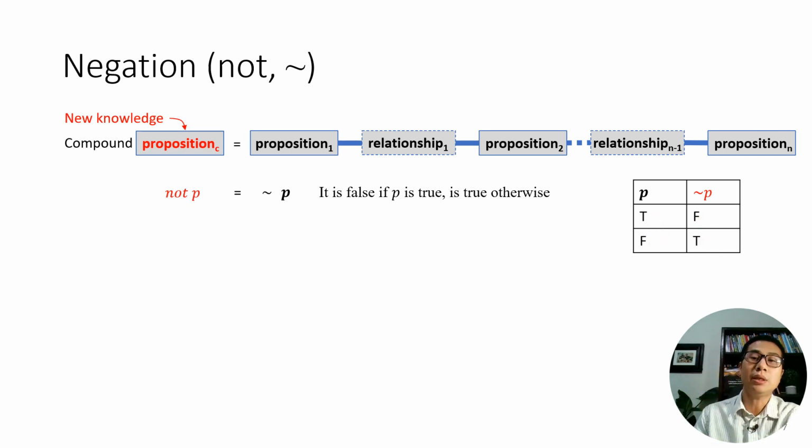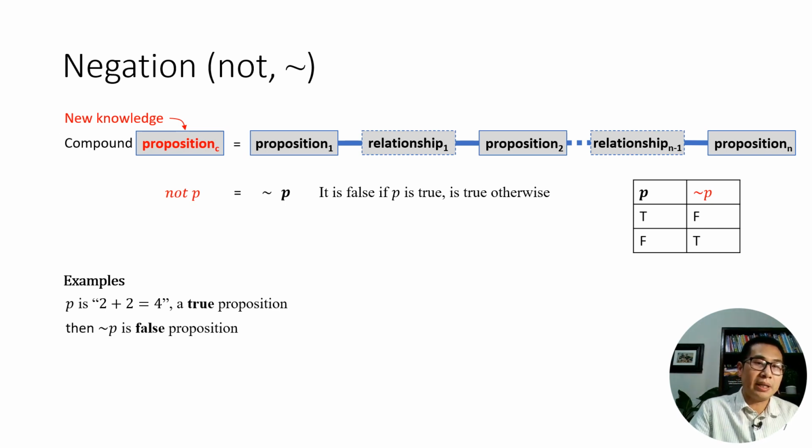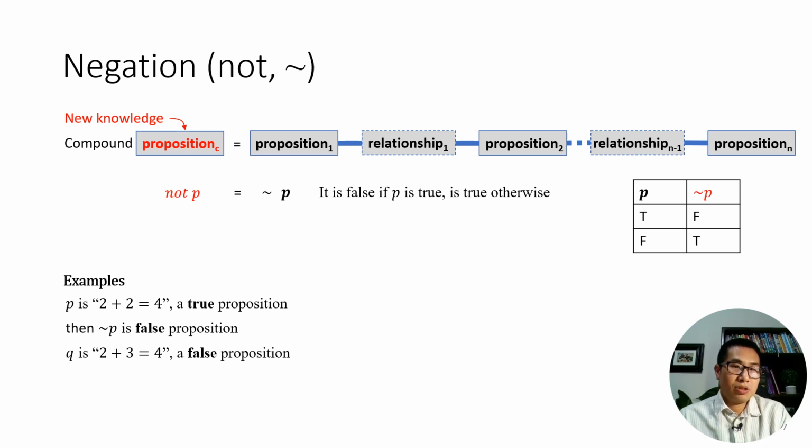This is one operation that helps us to manipulate the bits. Why do we have to manipulate the bits? Again, we need to start from one bit and produce some new knowledge, some new information. Now, for an example, let's say we have a bit that stores a true proposition, which is 2 plus 2 equals 4, and we want something which is not the same as that one. Then we get not P, which is a false proposition. Then let's say Q is 2 plus 3 equals 4, a false proposition, and if we negate it, we get a true proposition.